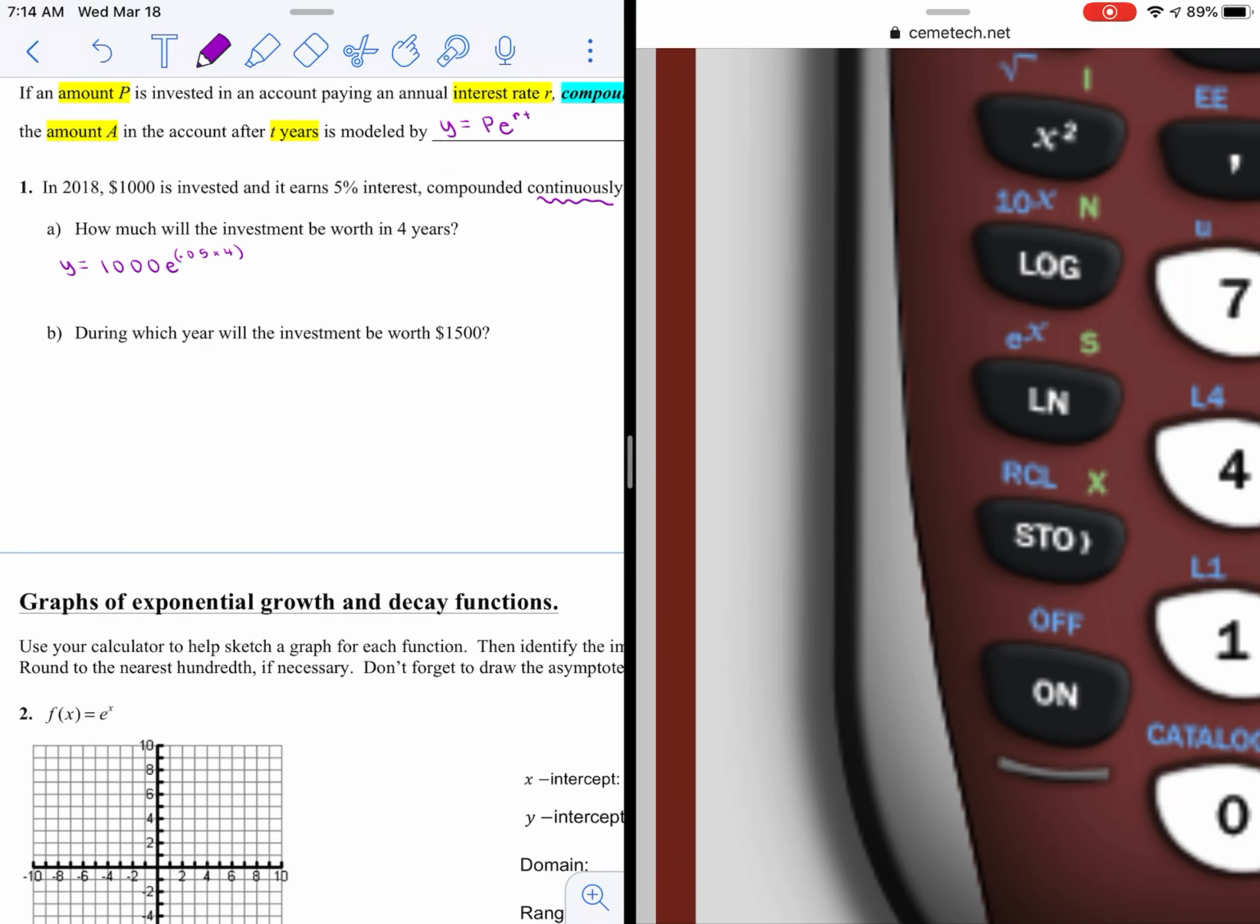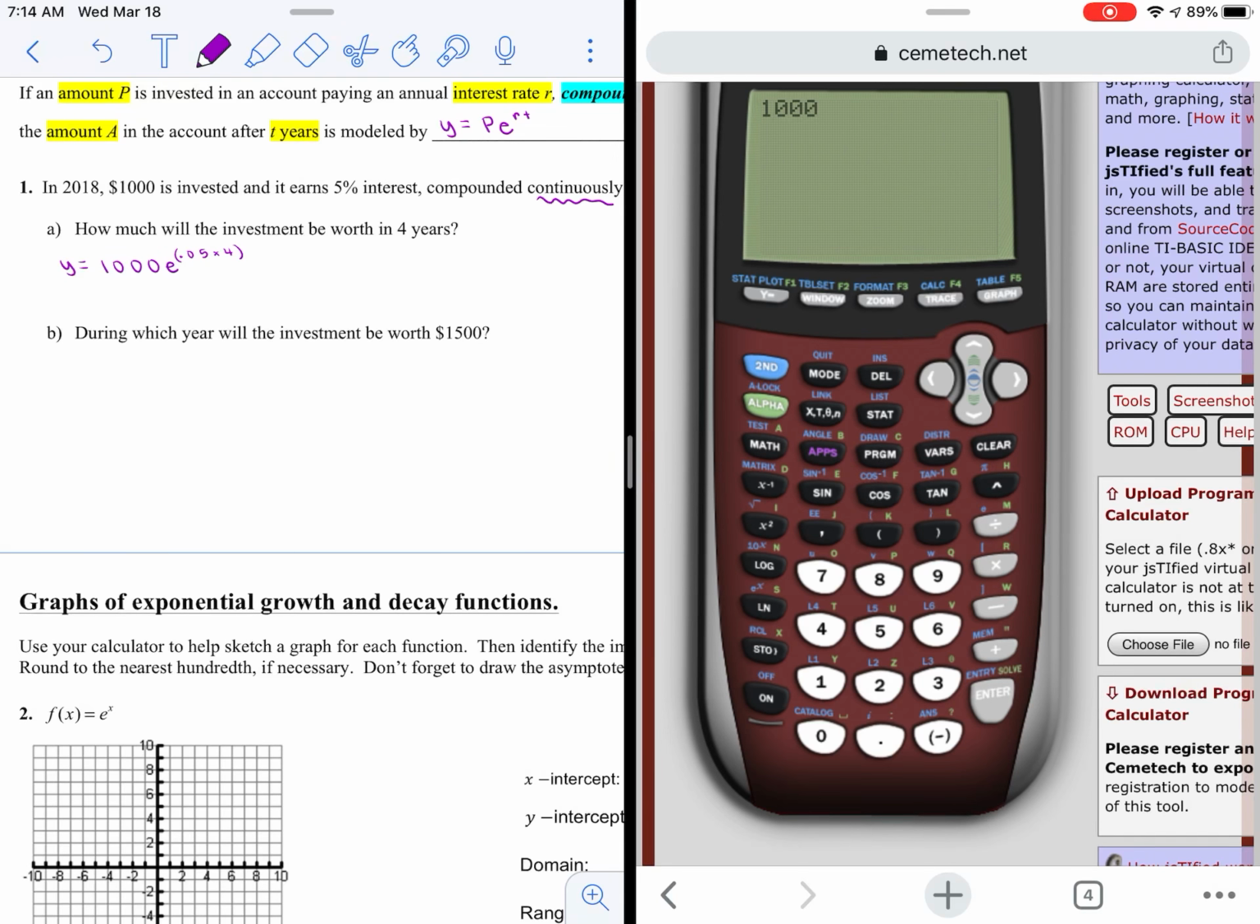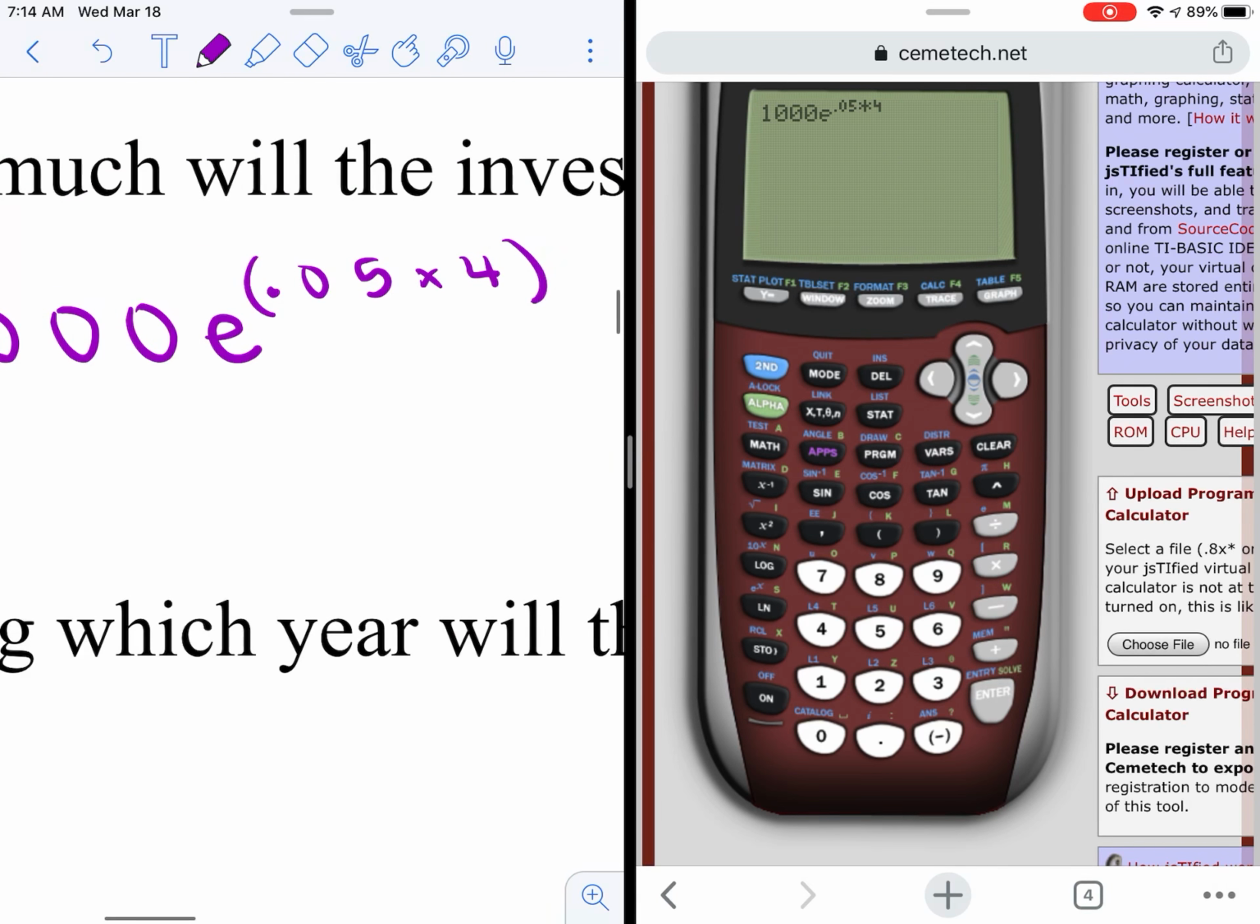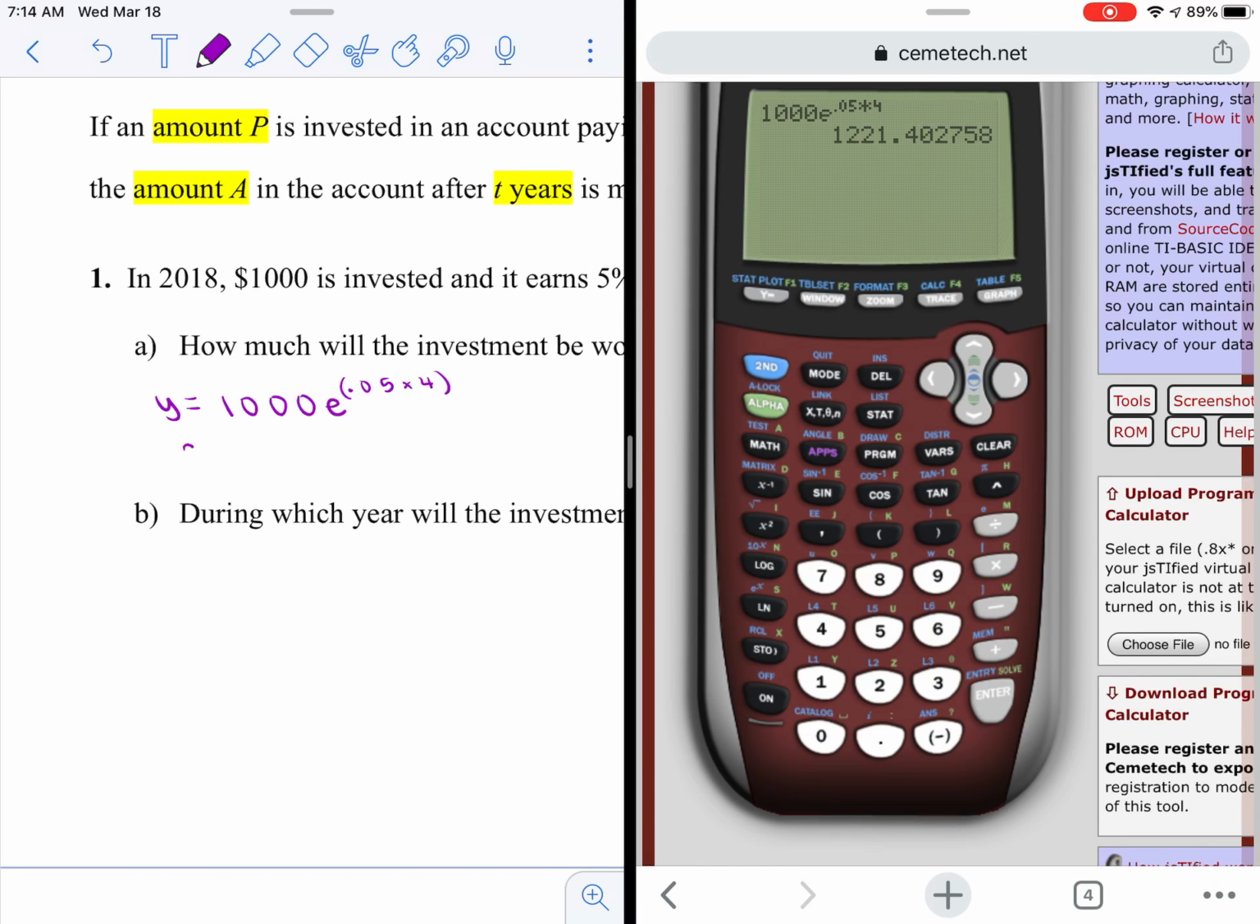So what we need to do is delete what I just did and hit second, and then that button that has that E to the X above it, and then you can fill in 0.05 times 4. Now, if you have a calculator like mine and it goes straight to the exponent, you're good to hit enter. But if not, you need these parentheses around the exponent. So check to see that you get the same answer as I do. And if you do, then that means you typed it in the right way.